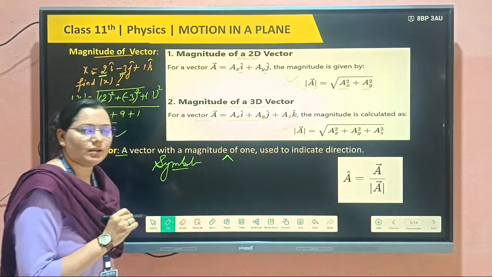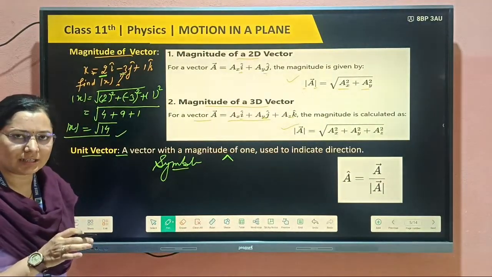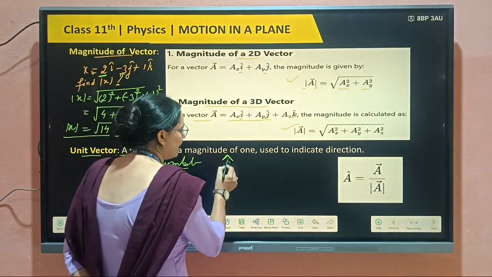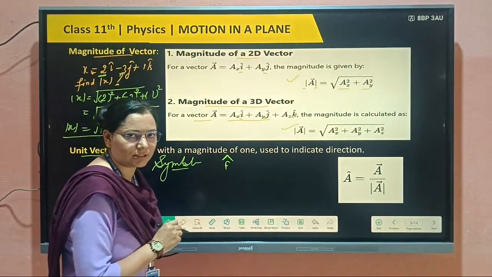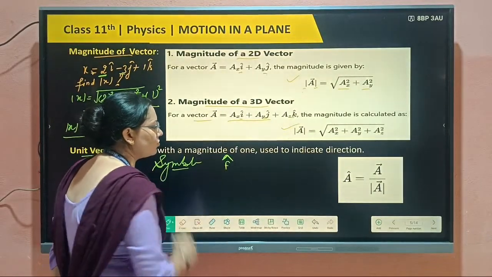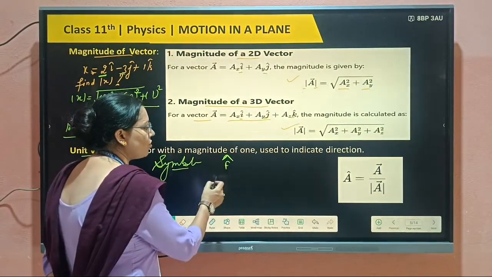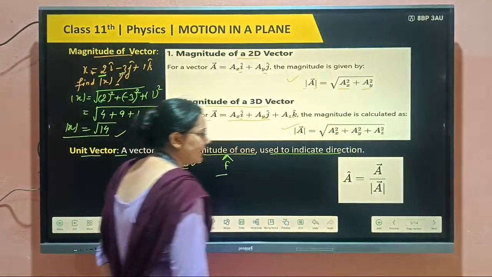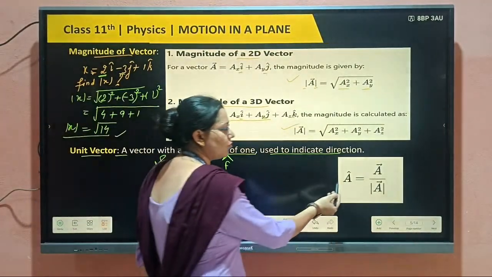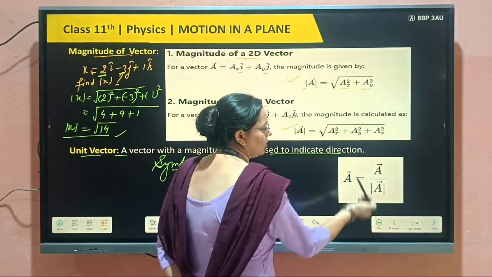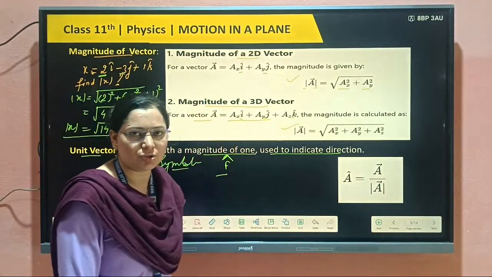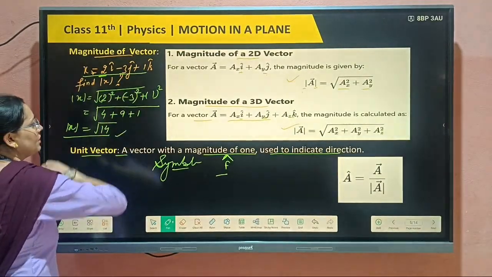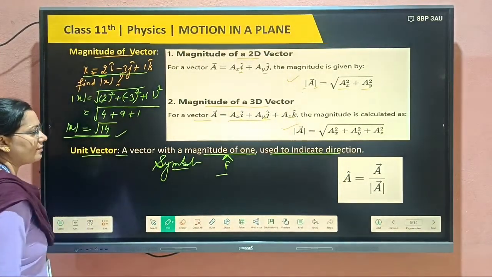If anywhere we write a cap on any quantity, that means it is the unit vector of that quantity. So if we write f cap, that means the unit vector of f. The cap is the symbol of the unit vector. So the magnitude of any unit vector will always be 1 only, and it is used to indicate direction only. The formula of any unit vector is the vector divided by the magnitude of that vector. For example, in this question, x is equal to this one, and the magnitude of this vector is equal to this one.